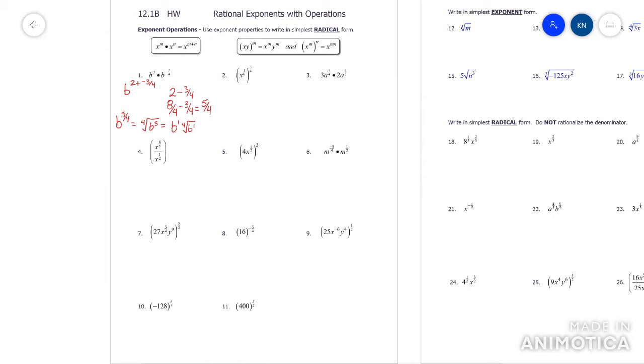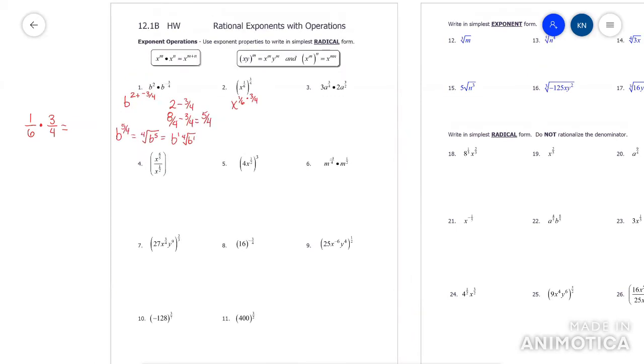All right, this next one, this is power to a power. So you're multiplying. So it's really like x to the 1/6 times 3/4. Now, when you multiply exponents, me personally, I like to reduce as I go rather than multiply it out. Yeah, you could multiply this out and call it 3 over 24 and then reduce. That's fine. But I just like to reduce as I go. And so here's what I mean.